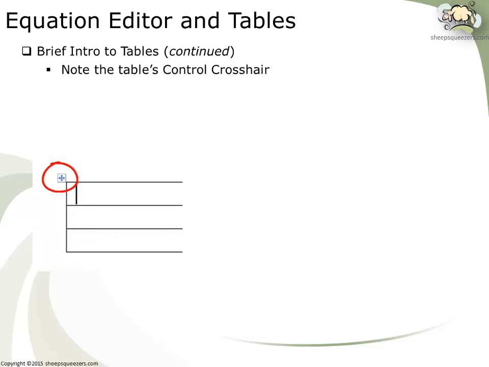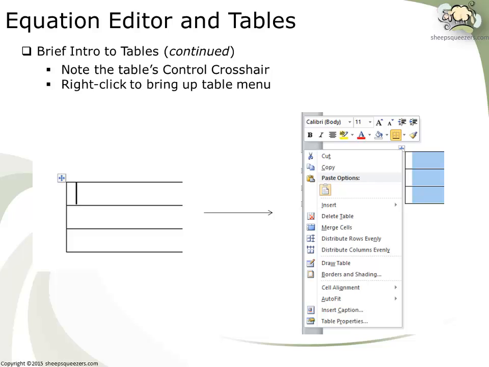Now, take note of the table's control crosshair. If you move your mouse over the table, you'll see this little tiny plus sign appear, and that gives you several different options. Right-clicking on the control crosshair will bring up the table menu, as you see on the right part of your screen, and we'll go through some of these options in just a moment.